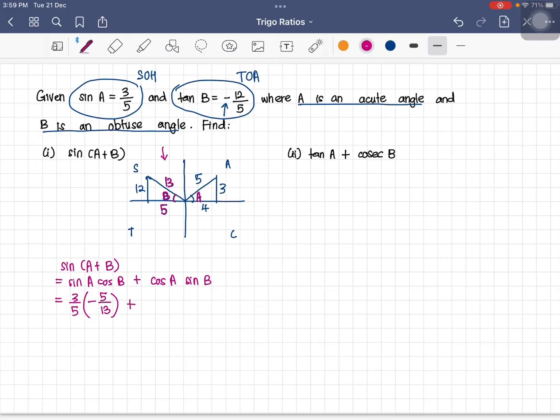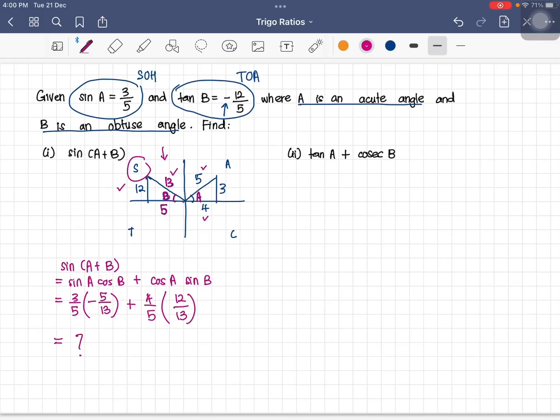Plus cos of A. Of course, for A everything is positive, so adjacent over hypotenuse, 4 over 5. And then you multiply with sine of B. Sine of B is opposite over hypotenuse, so 12 over 13. Is it positive? Yes, because in this quadrant, sine is positive. You can calculate this using your calculator. I'm not going to proceed with the calculation, so you calculate what value it is.